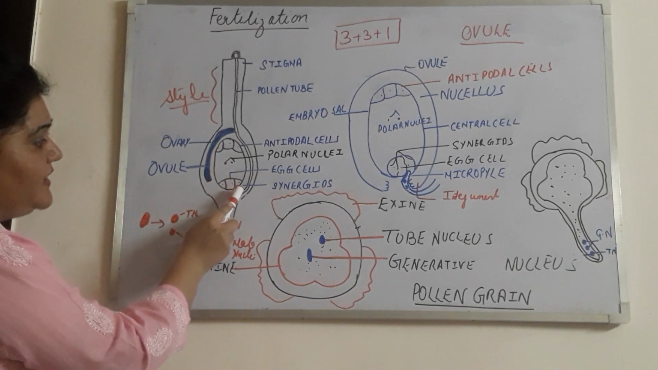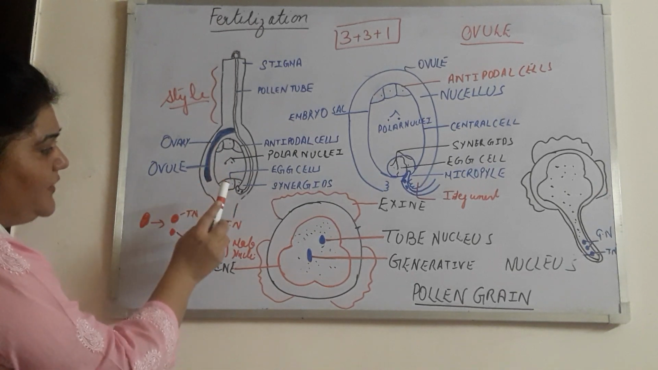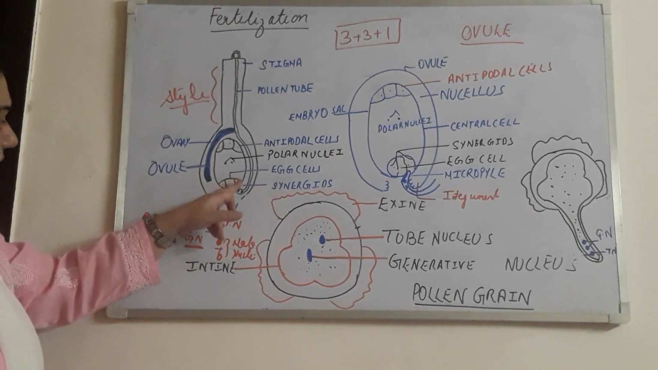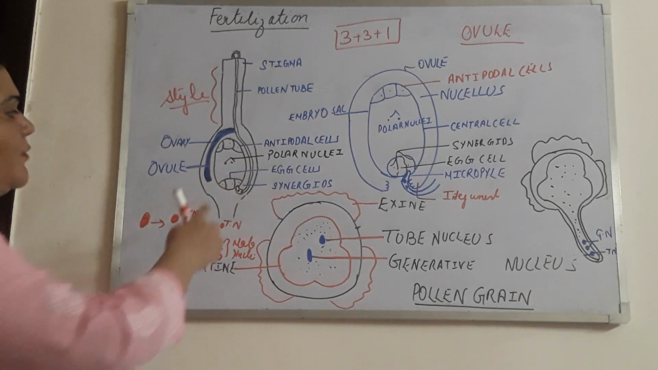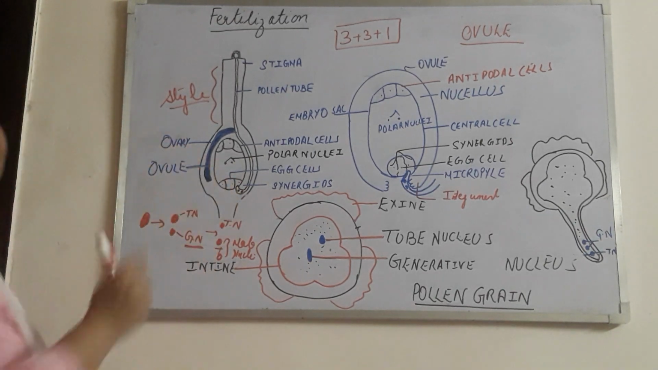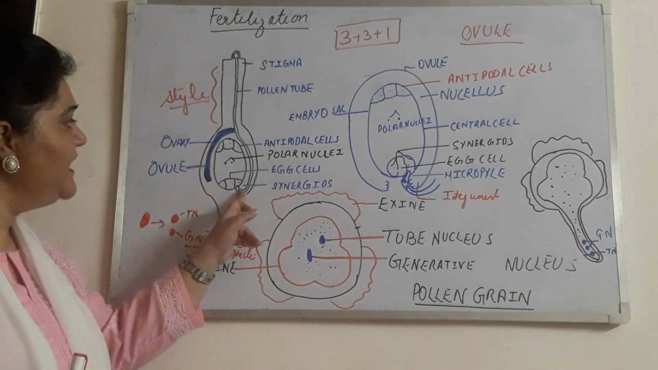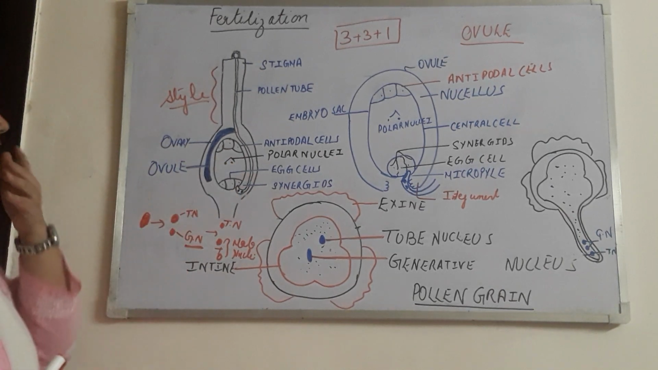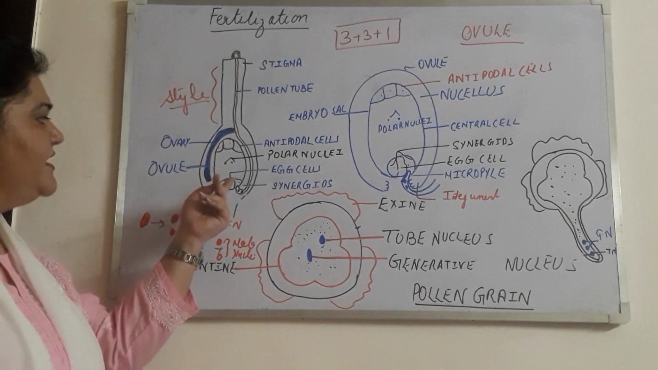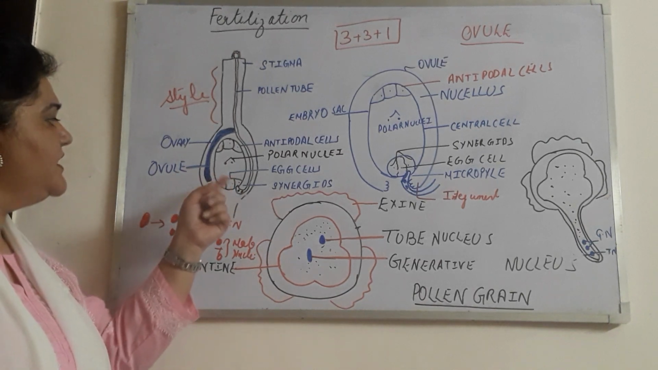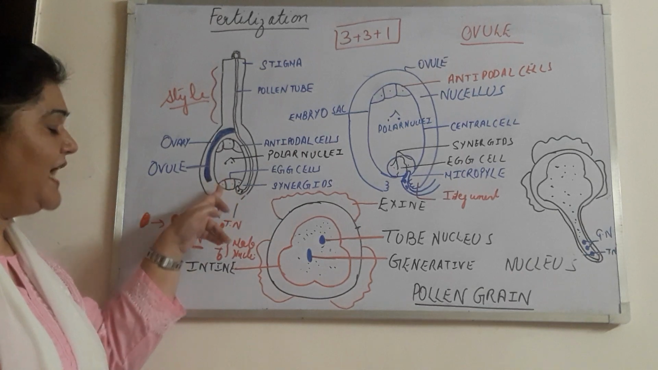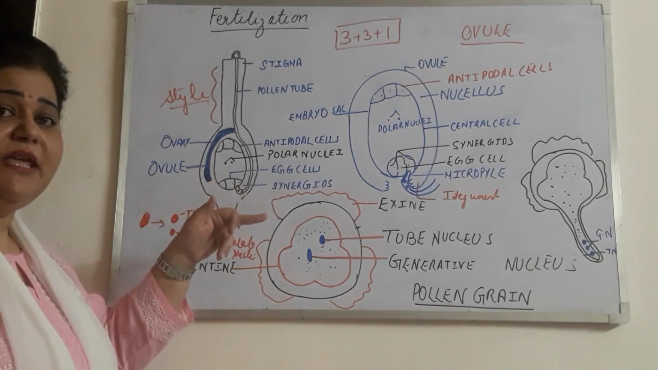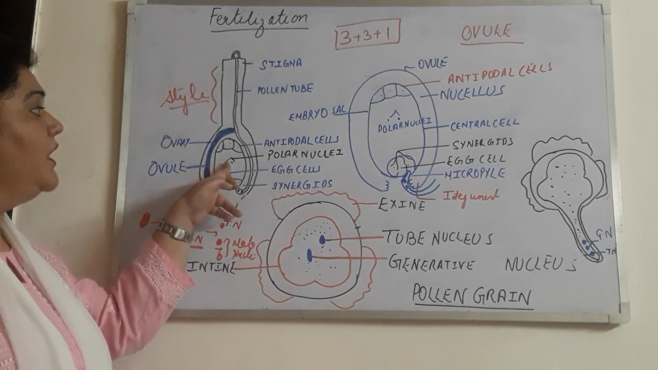Now what will happen to these 2 male nuclei? The first male nucleus will enter inside any of these 2 synergids. Okay, and then this synergid will send one male nucleus to the egg cell and another male nucleus to the polar nuclei. Again I am going to repeat myself. I said that these 2 male nuclei will enter inside these synergids. So these synergids will take one male nucleus to the egg cell, and another male nucleus will be taken to the polar nuclei.